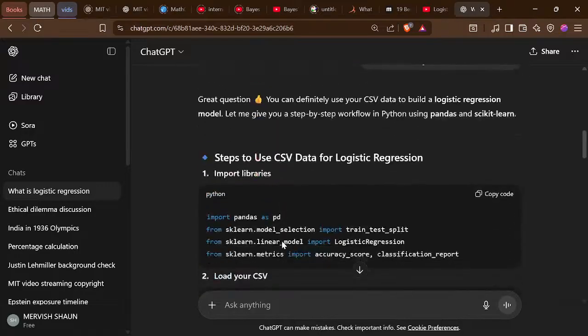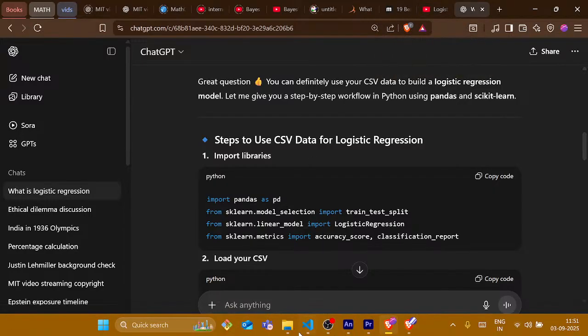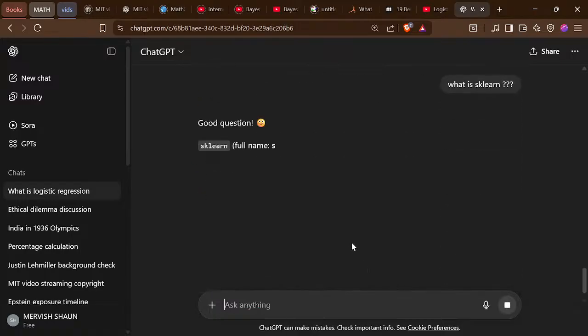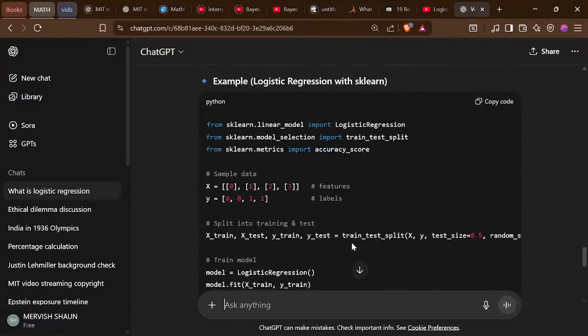So sklearn model selection, sklearn linear model, logistic regression. Okay, what is sklearn? I'm pretty sure it's like a data module from Python, but let's ask regardless. Good question. sklearn is one of the most popular machine learning libraries in Python. What is it used for? Oh, okay.